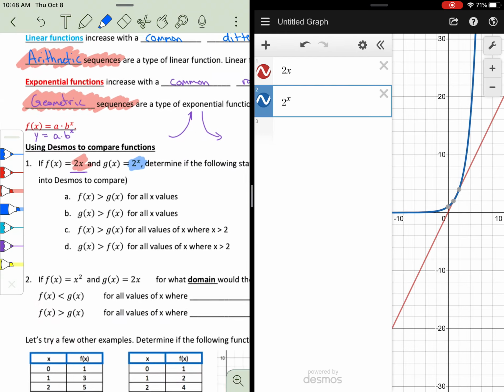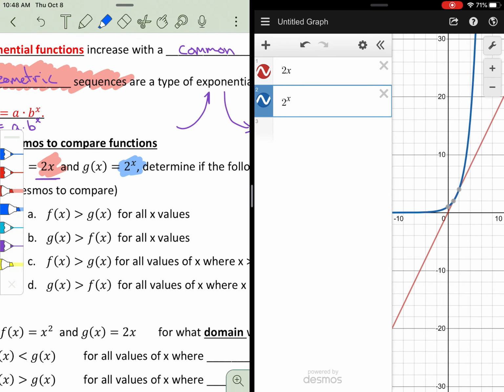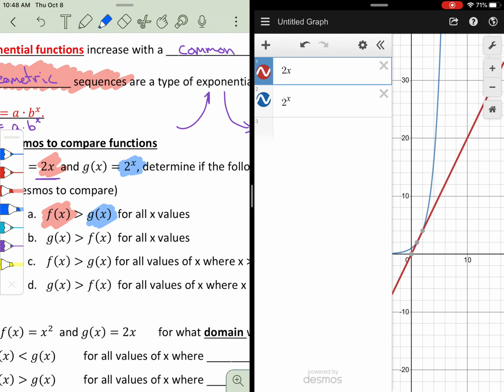So the question asks, let's compare. Is the red graph, the linear graph, bigger than g of x, the blue graph, for all x values? What that means is, as I go along the x-axis, are the red y values going to be bigger at all times? Well, if I look off to the right, where 10 is on the x-axis, the red is lower than the blue, right? So that immediately is going to be false.